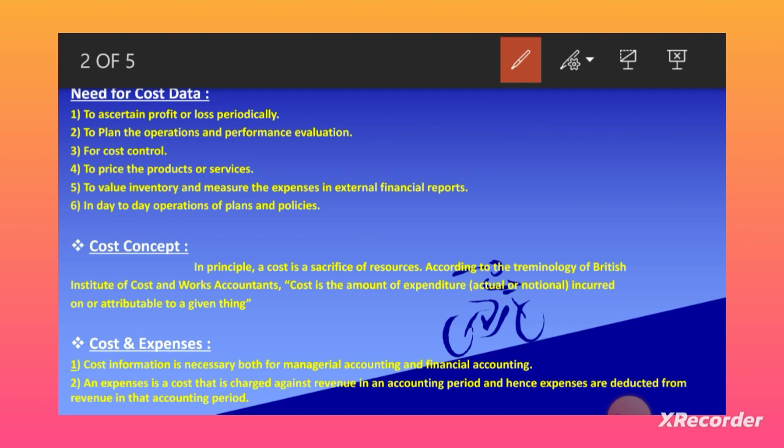Then the second one: an expense is a cost that is charged against revenue in an accounting period, and hence expenses are deducted from revenue in that accounting period. For example, salaries, rent, rates, etc. The generally accepted accounting principles and regulations specify when costs are to be treated as expenses to be charged to revenue.